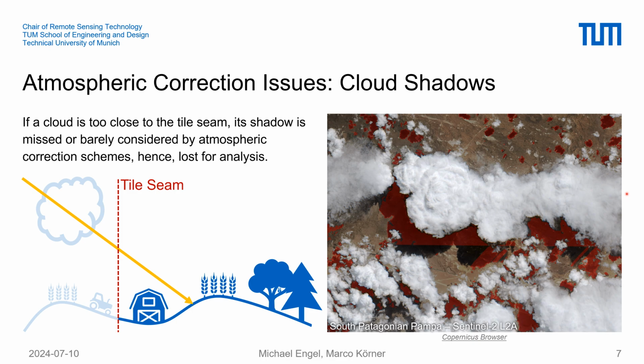What about clouds? Actually, the same happens. A cloud on the other side of a tile seam will not be considered by the atmospheric correction scheme. And that, again, looking to the example to the right, emerges in a clear cut in the shadow masks. But what can we do about it?